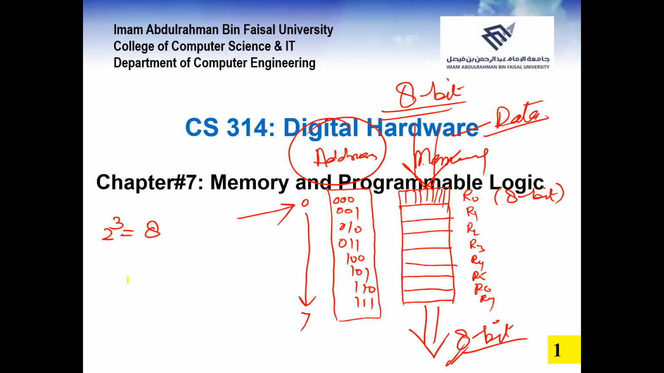So hope you get some idea by this explanation of what a memory is, what the address lines are, and why we need the address lines. And what the data lines are, that bring the data to the register or take data from the register, right?